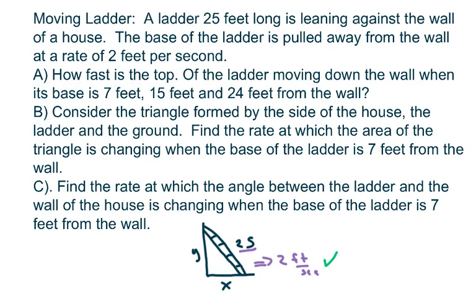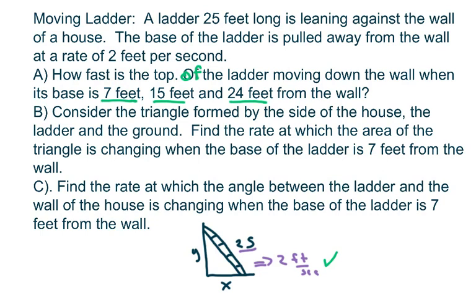Now, it says how fast is the top of the ladder moving down the wall when its base is 7 feet, 15 feet, and 24 feet from the wall. So we have three parts here: 7 feet, 15, and 24 feet from the wall.